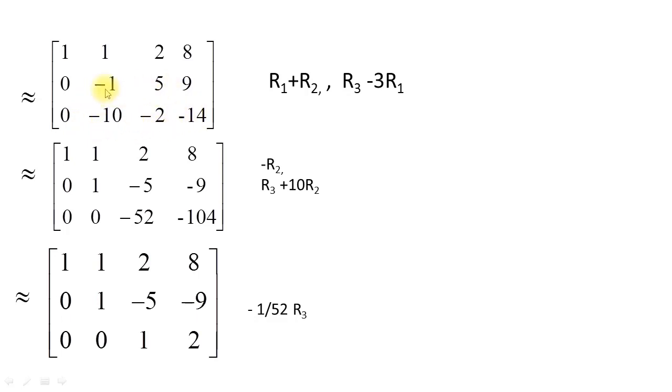Now multiplying this second row by minus 1, we get 0, 1, minus 5, minus 9. Now multiply the second row by 10 and add the result to R3, that is, 10 times R2 added to R3. But first of all, multiplying the second row by minus 1, this row contains the entries 0, 1, minus 5 and minus 9. And then 10 times R2 added to R3, we obtain 0, 0, minus 52, minus 104. Now multiplying the third row by minus 1 over 52 to obtain 1 on the diagonal, we obtain 1, 1, 2, 8, 0, 1, minus 5, minus 9, 0, 0, 1, 2. And this is the echelon form.